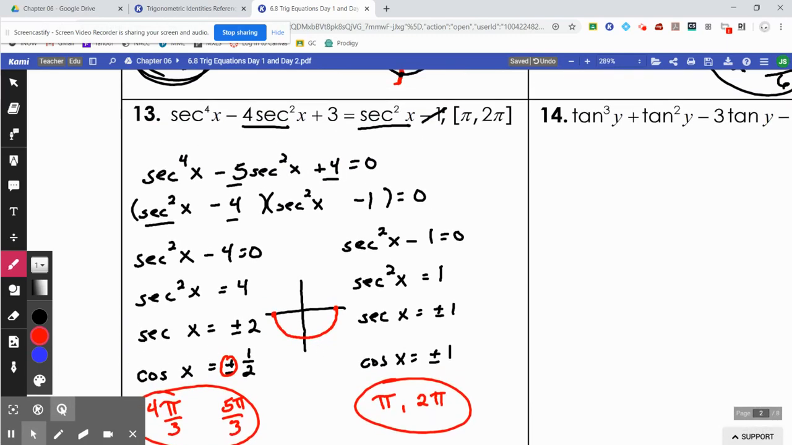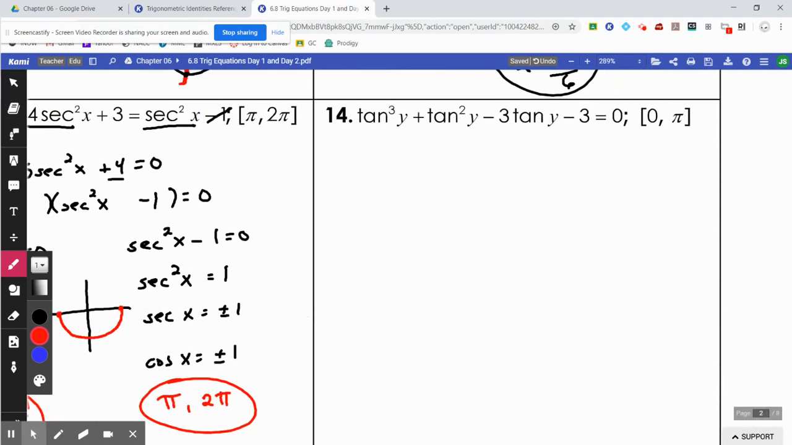Okay, the next one, number 14. Again, looks like we have 4 terms here actually. So a factoring problem, and we're just reminding ourselves of all those factoring methods we went through. This is factoring by grouping. So my first group, I'm factoring out, and you can use substitutions if you'd like to. We don't have to. I'm going to factor out a tan squared y.